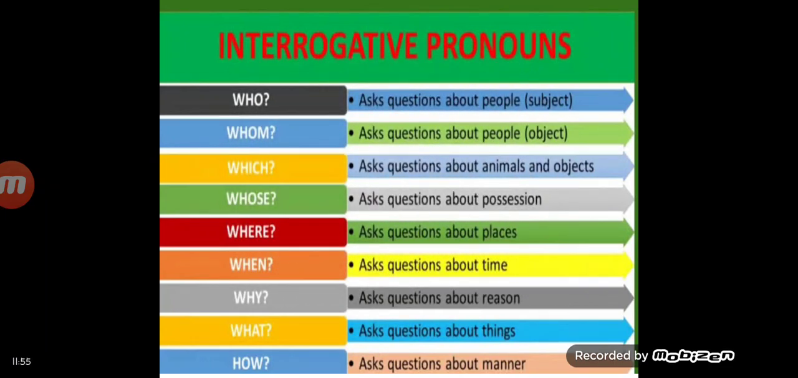Some other examples of interrogative pronouns are who, whom, which, whose, where, when, why, what and how. So "who" is used for asking questions about people. "Whom" is used to ask questions about people as the object in a sentence. "Which" is used to ask questions about animals and objects. "Whose" is used to ask questions about possessions. "Where" is used to ask questions about places. "When" is used to ask about time. "Why" is used to ask about any reason. "What" is used to ask about things. And with "how" you can ask questions about manner.